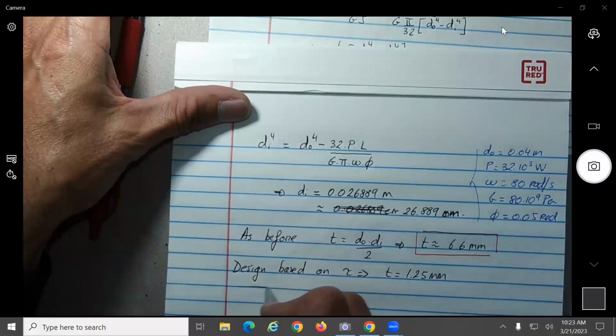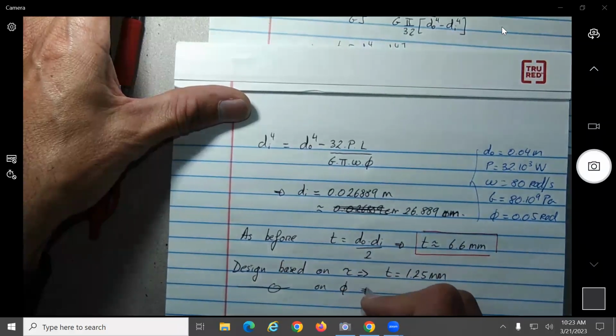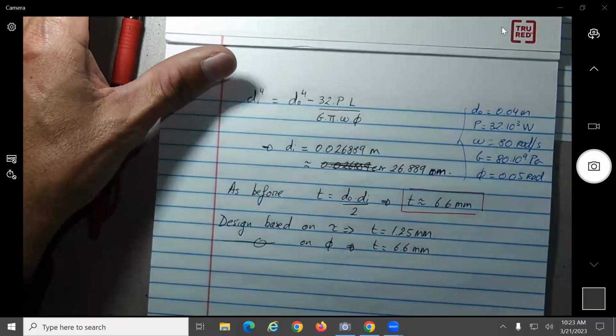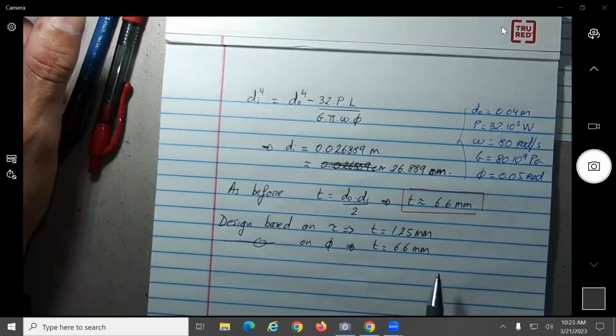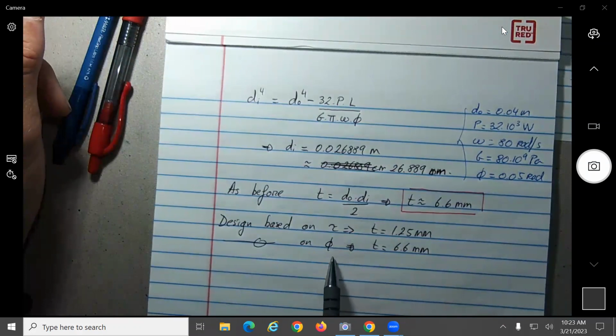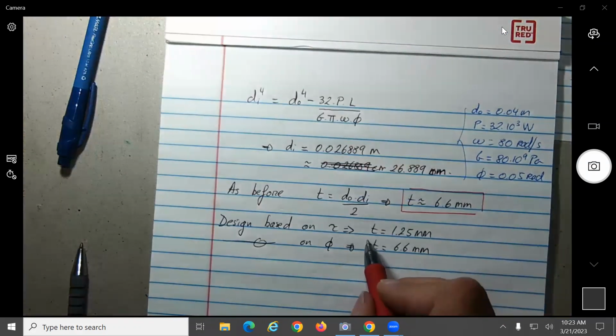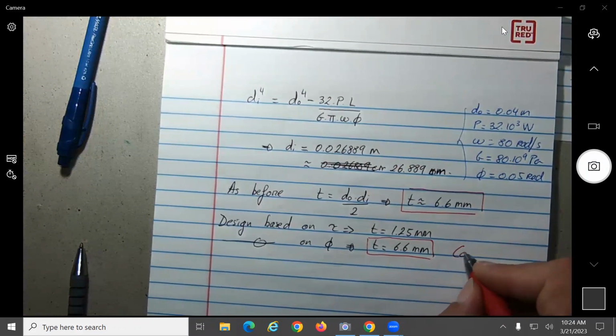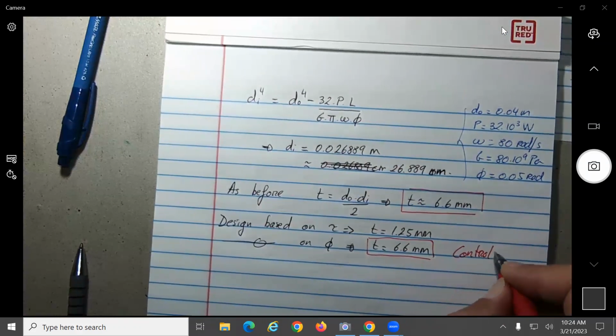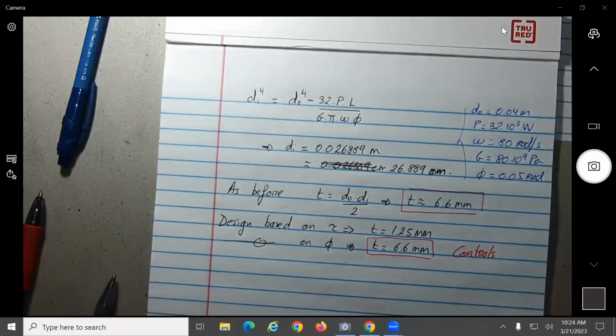If we do the design based on the angle of twist, this gives us what? T equals 6.6 millimeters. So this is a very good example. Which one of these two is controlling the design over here? The maximum shear or the angle of twist? It should be the angle of twist because it's more pessimistic. So you can say that this one controls the design, no?